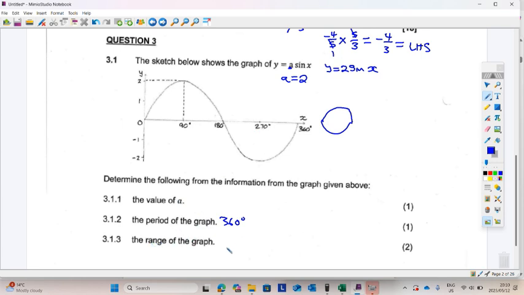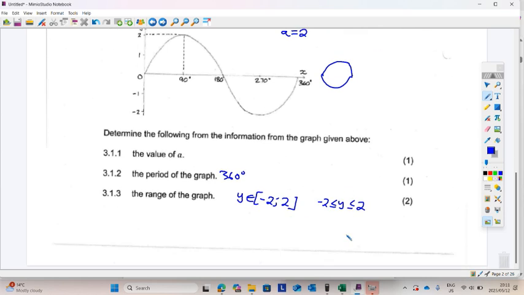And then the range is talking about the distance between the maximum height and the minimum height. That is our range. So our range here is an element of starting from negative 2 going to positive 2. That is our range here. Or we could write it as negative 2 is less than or equal to y, less than or equal to positive 2. That is our range. And that's all I have.